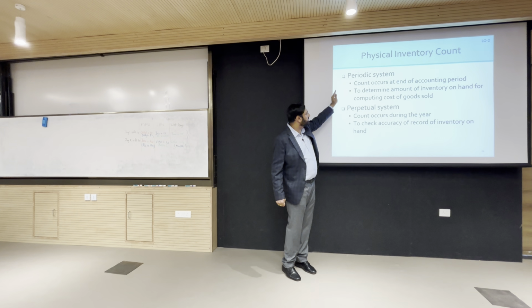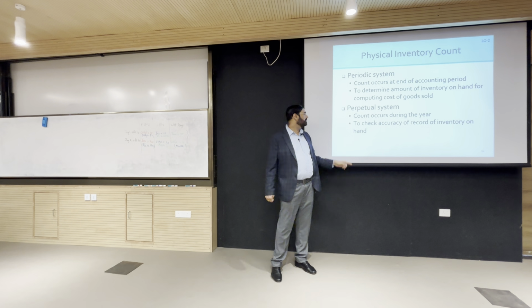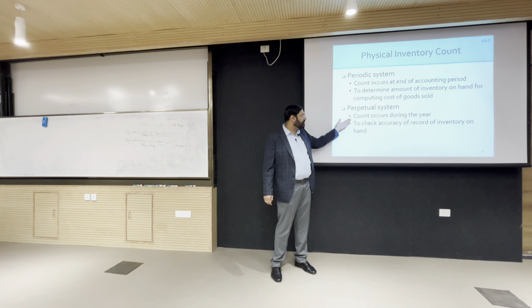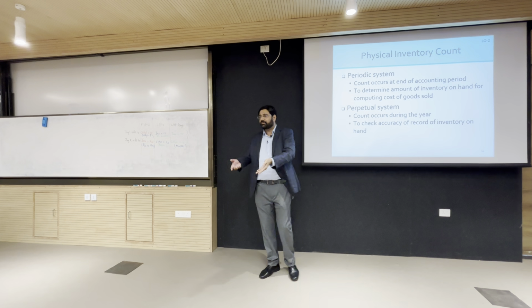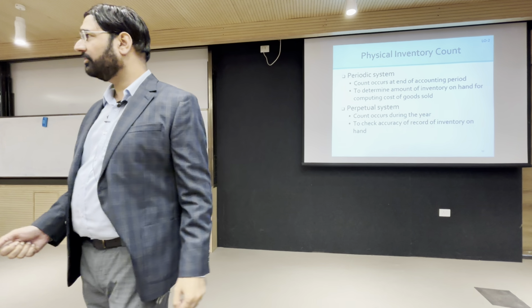Count occurs at the end of the accounting period to determine the amount of inventory and for calculating the cost of goods sold, right? But in the perpetual system, the count occurs during the year. Why are we doing a count during the year? To check the accuracy of the record. Because our record is saying I have 100 glasses. What if I only have 99 or 98?